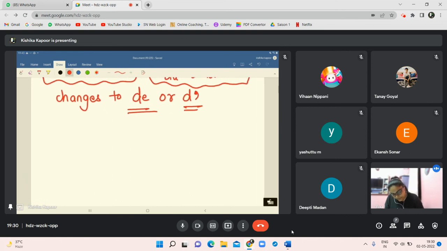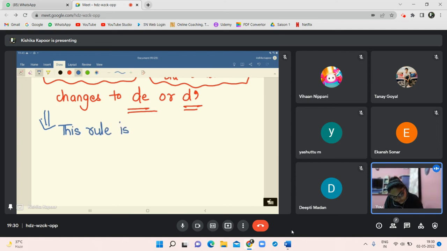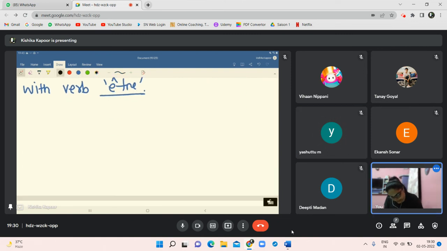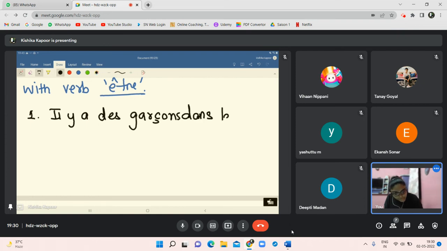Now also remember this rule, the rule of changing un, une, du, de la to de or d', this rule is not applicable with the verb être. Okay, just a quick example. It will remain the same. I'm just giving you a quick example here. Il y a des garçons dans la classe. There are a few boys in the class.